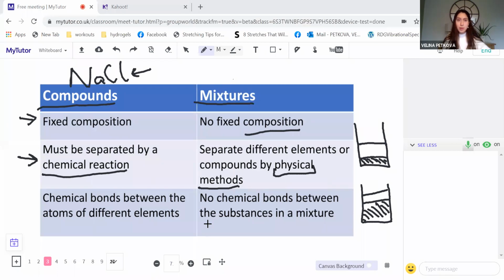Can anyone name a compound then? Yeah, perfect. Water is a compound. MgCl2 it would be. Brilliant. Iron sulfate, carbon dioxide. Perfect. Lots of great examples. Well done, guys. So you understand the difference between a mixture and a compound. MgO, brilliant. Carbon dioxide, great examples.